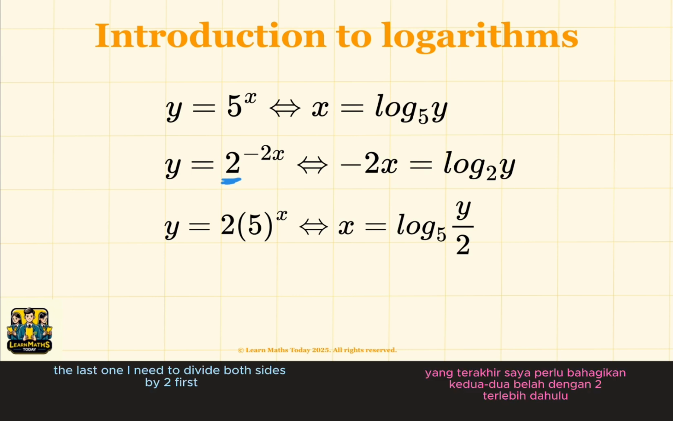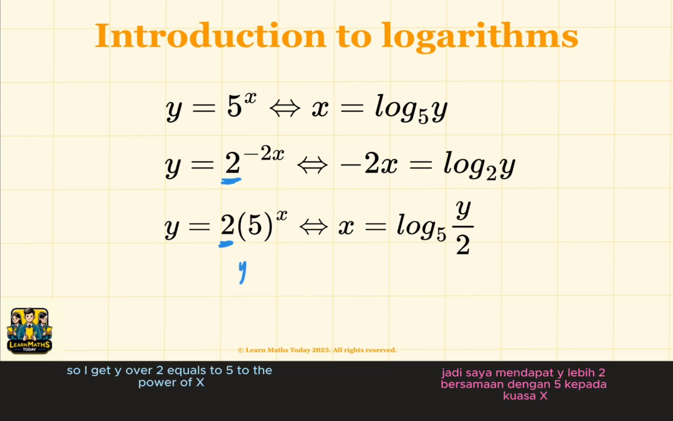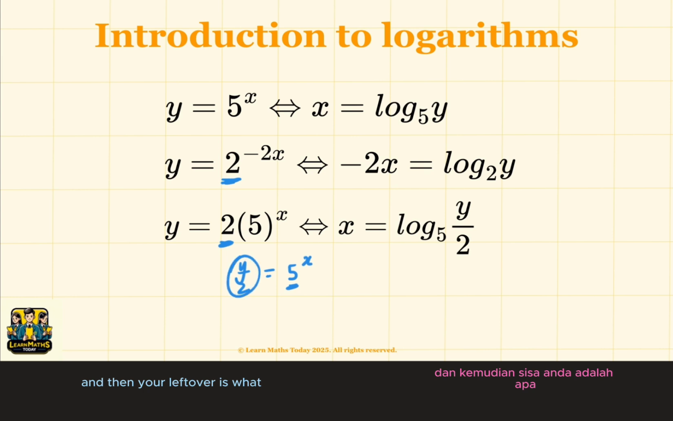The last one, I need to divide both sides by 2 first because my right hand side needs to be some function raised to a power. So because I have a multiple of 2 here, I cannot directly convert it into logarithmic form. So I first need to divide by 2. So I get y over 2 equals to 5 to the power of x. Then I can rewrite it. The power becomes the subject. So x equals, then log base 5, because 5 is your base originally. And then your leftover is what becomes the input of your log function.